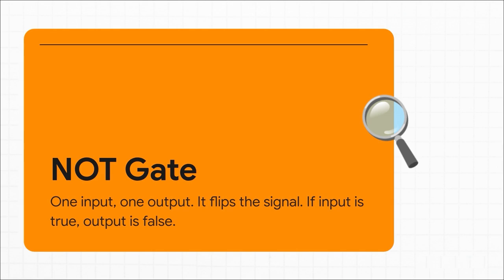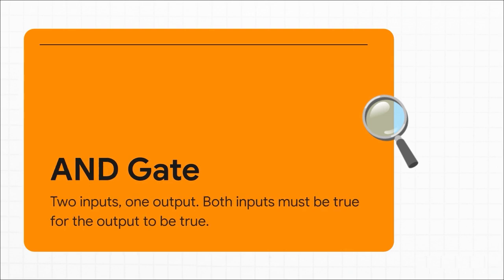You send it a true, it spits out a false. You give it a false, it gives you back a true. Simple as that. It's an inverter. Next we have the AND gate.